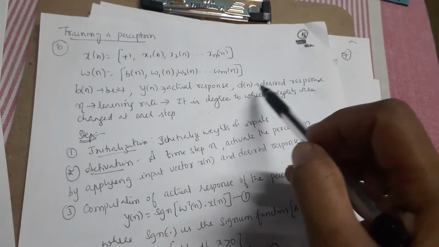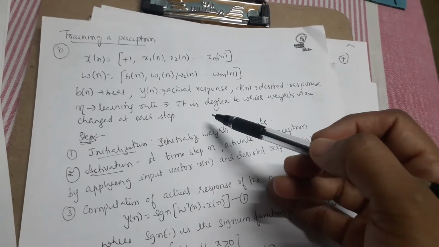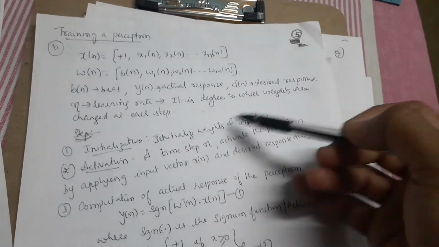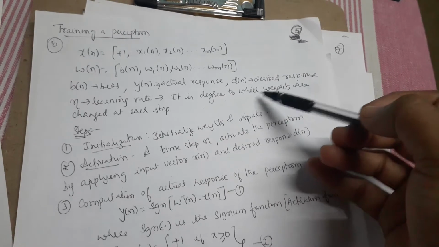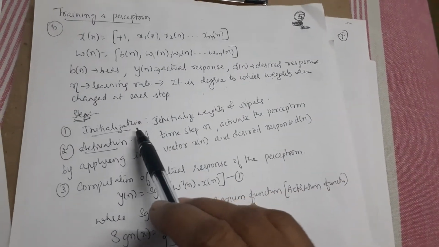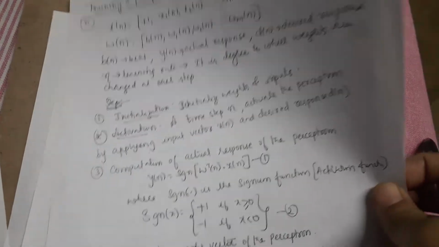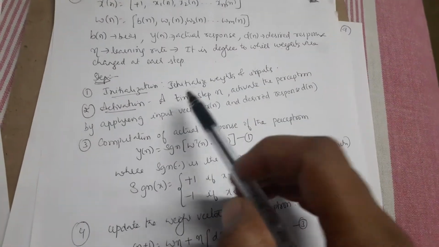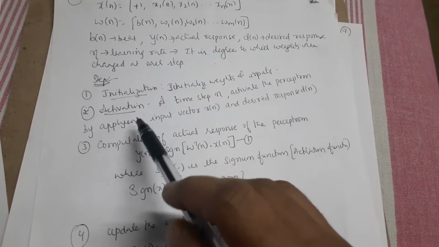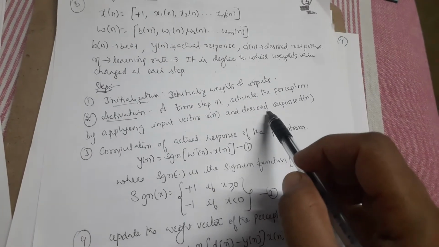So if you are not getting the desired response, you change the weights. Suppose for x1 you are taking 20%. Next time when you change the weights, you take 30% of x1. So the degree to which you change the weights at each step is the learning rate. Next, initialization: you initialize the weights as well as the inputs. Next, activation: you apply the input vector and get the response.